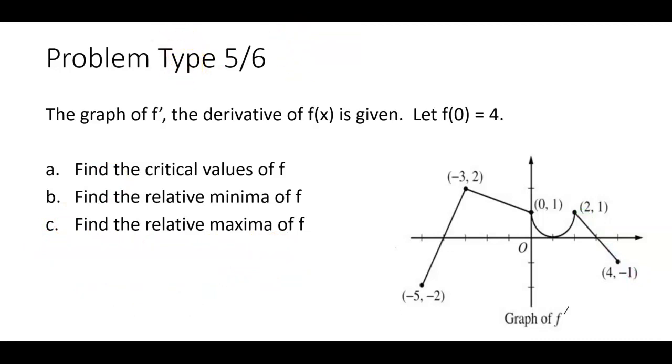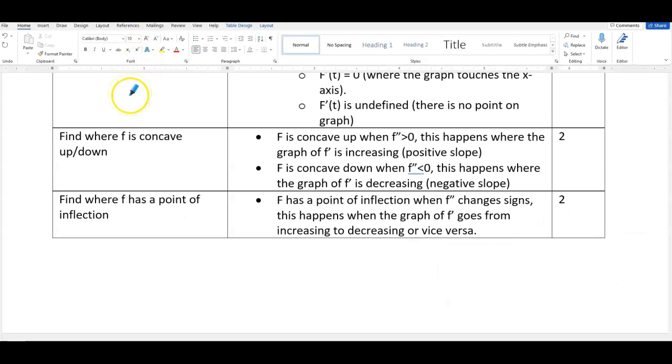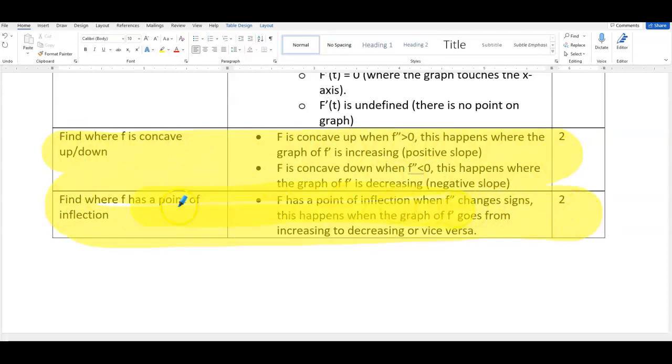All right, let's go ahead and move on to another type of problem. This is the last set. We're going to talk about concavity and points of inflection. So f is concave up when its second derivative is positive. Since the second derivative is the slope of the first derivative, which is the graph that they give us, then f is concave up when f prime is increasing, or it has a positive slope. So if f prime is increasing, that means the slope of f prime is positive, which means the second derivative is positive, which means f is concave up.